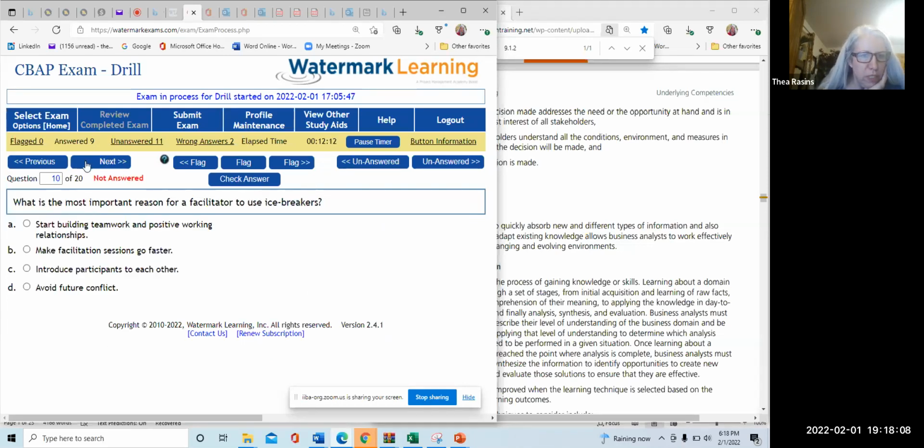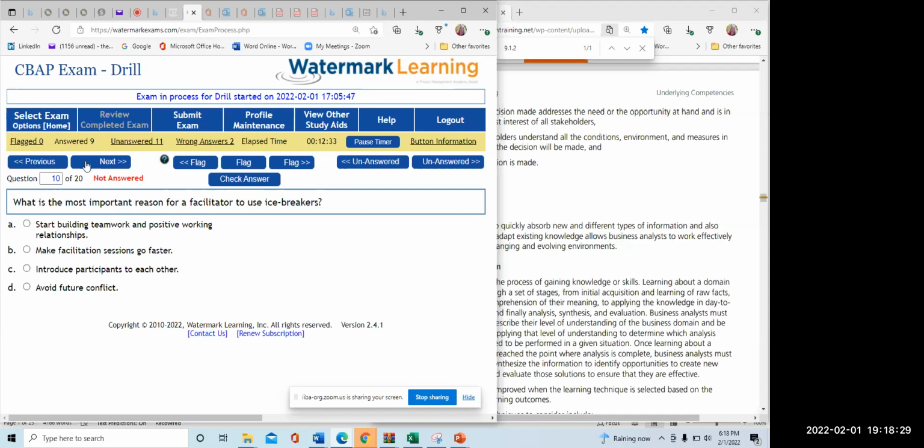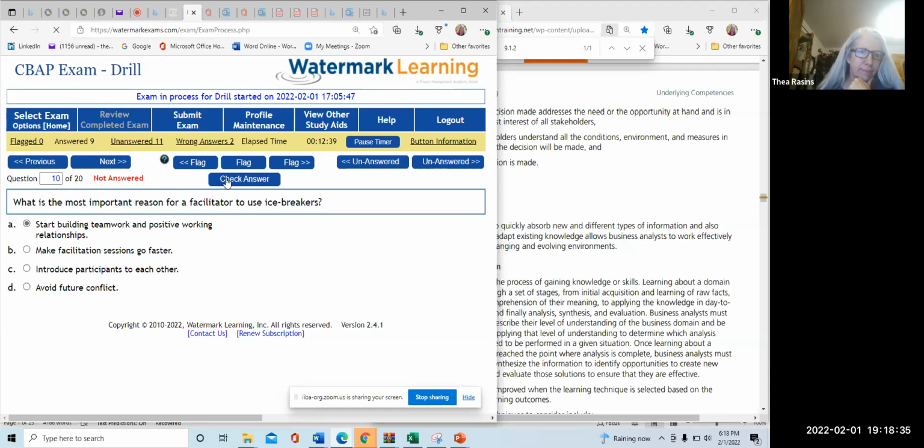What is the most important reason for a facilitator to use icebreakers? Start building teamwork and positive working relationships, make facilitation sessions go faster, introduce participants to each other, or avoid future conflict? Why do people use icebreakers? A or C. Yeah, just to engage people.